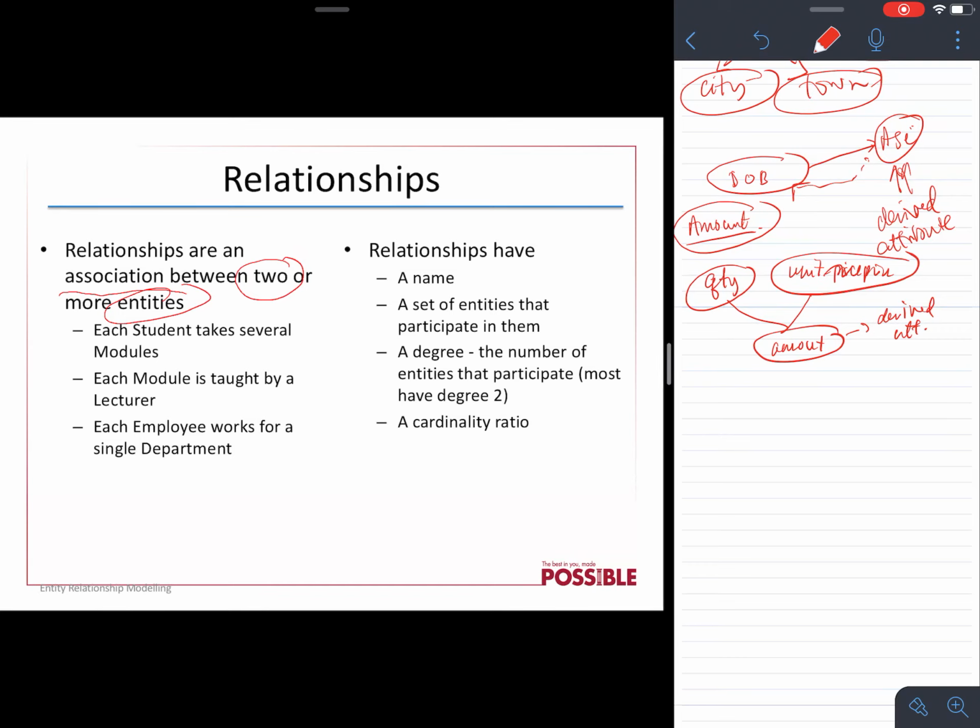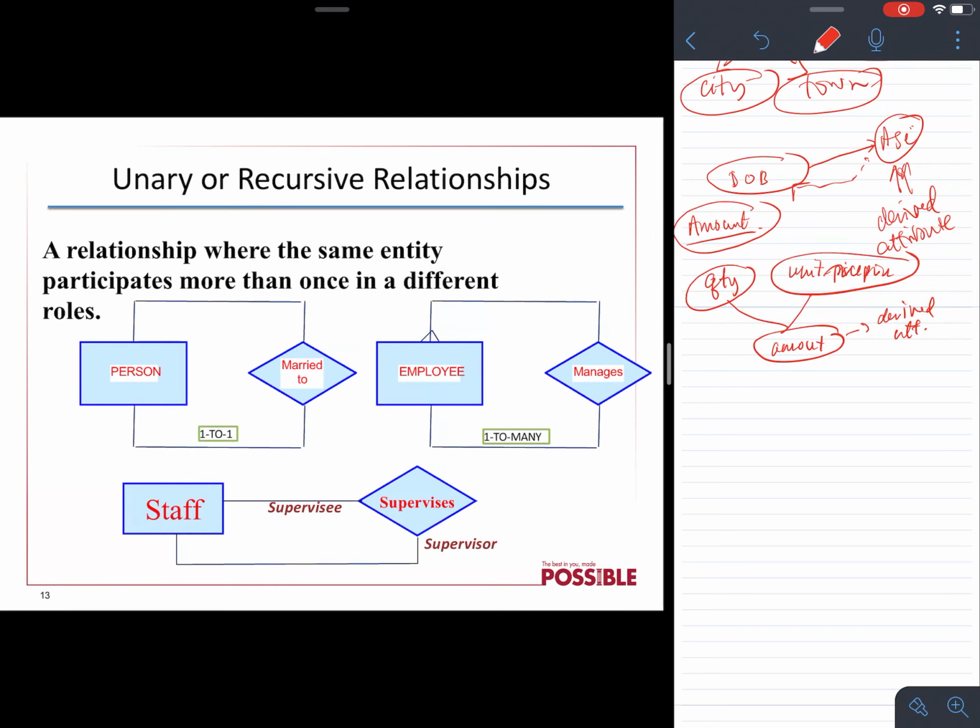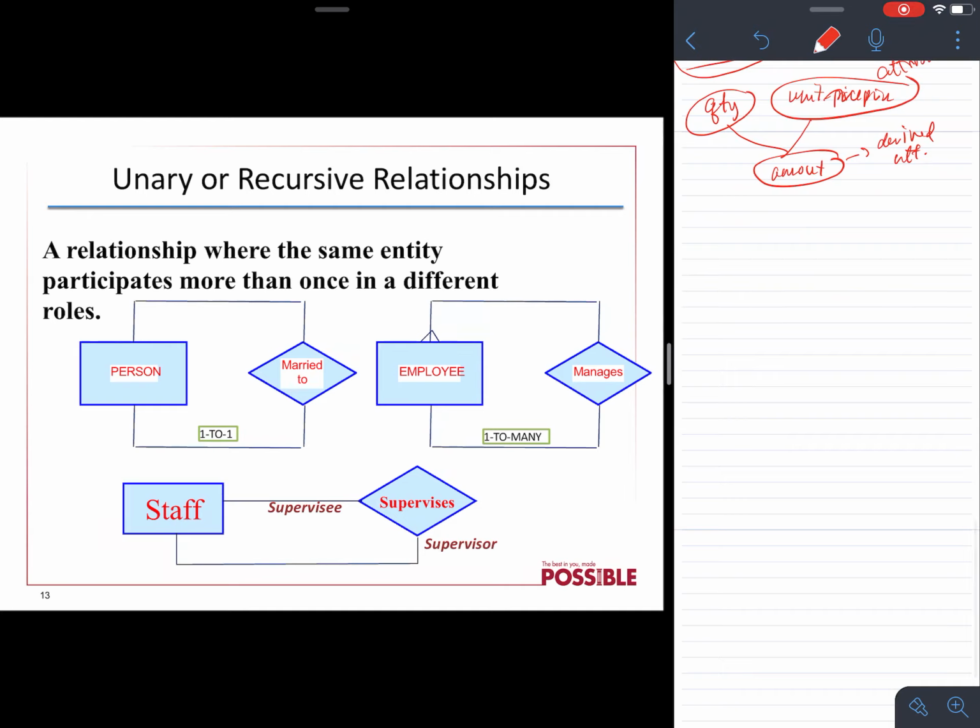Okay, let's continue on relationship. All right, so you know that relationships are association between entities. There are three types of relationship. The first one is unary. Unary means you have only one entity.